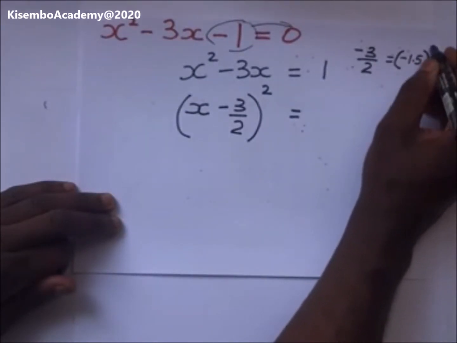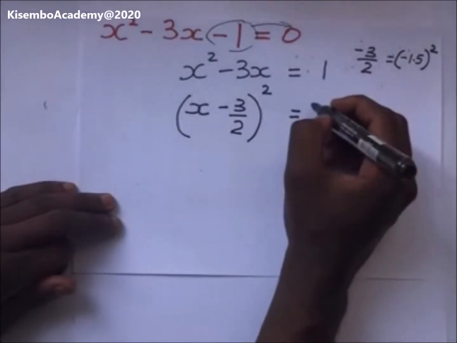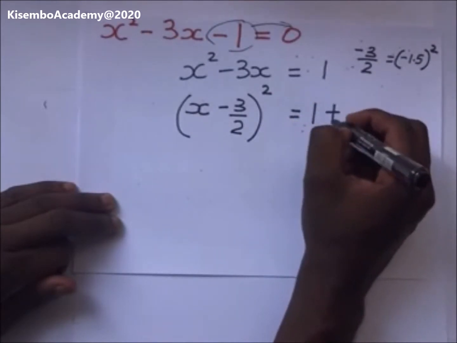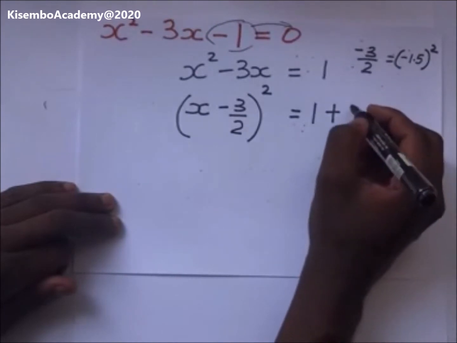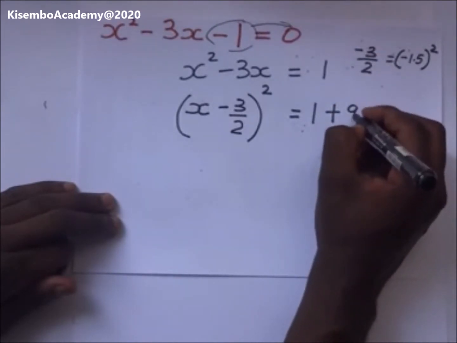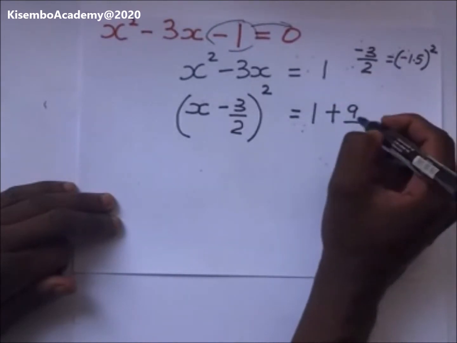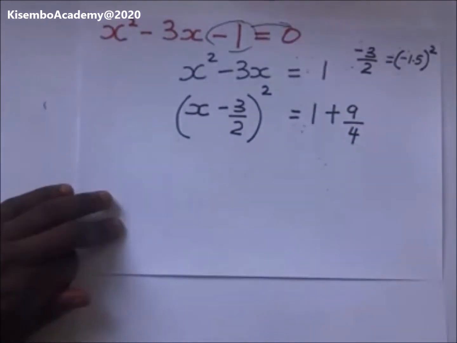We're supposed to square it. Of course, when you square it, this is 1 plus 3 squared is 9. -3 times -3 is 9. Divide that by 2 times 2, which is 4.